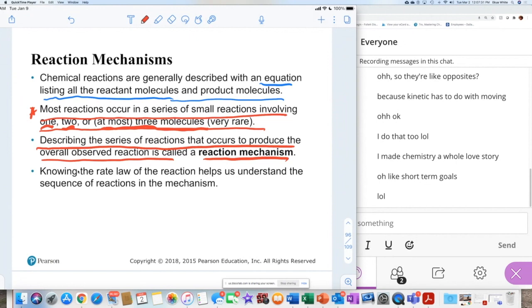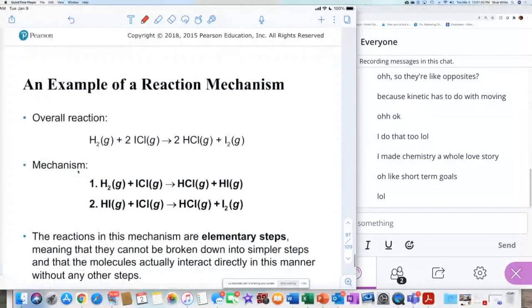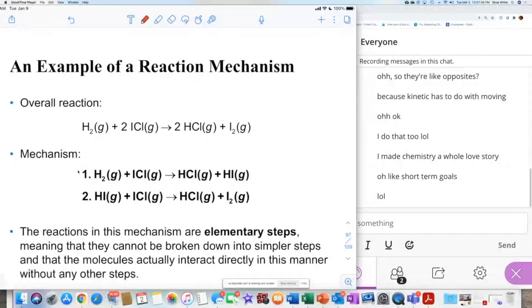And of course, in the end, we are learning about reaction mechanism because knowing the rate law of the reaction helps us to understand the sequence of reactions in the mechanism. And we're going to be doing that. So an example. As we're looking at this part right here, remember, we're looking at the overall. This right here is the overall mechanism. This is like the bottom line.